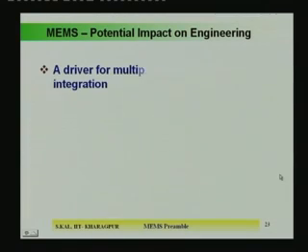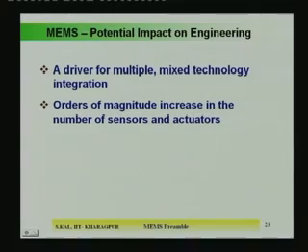Now, the impact on engineering: what are the impacts of MEMS devices on engineering? It is basically a driver for multiple and mixed technology integration. What is mixed technology? Multiple technology. That means here technology is not only electronic technology. Here they are combining materials technology, electronic technology and mechanical, because as I told you, MEMS means motion is involved, that means mechanical movement is involved. So, a lot of mechanical engineering applications are integrated with electronic applications. Mechanical technology, materials technology and electronic technology are all integrated together. So, that is a driver for integration of those, and an orders of magnitude increase in the number of sensors and actuators. That is another potential impact.